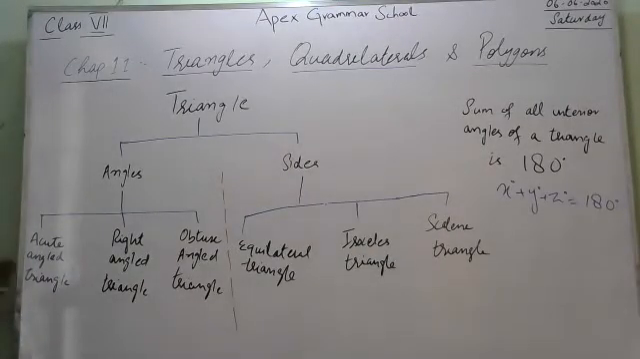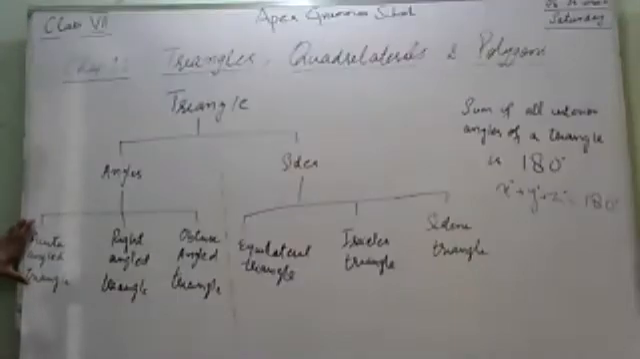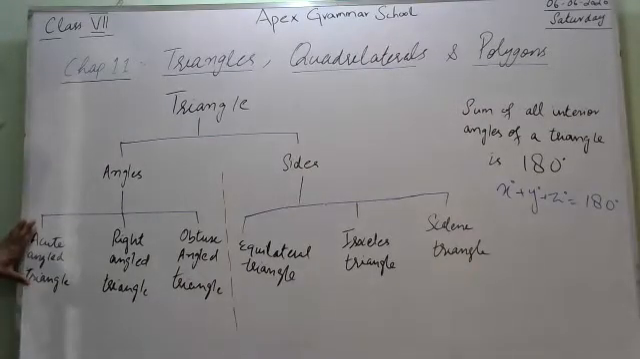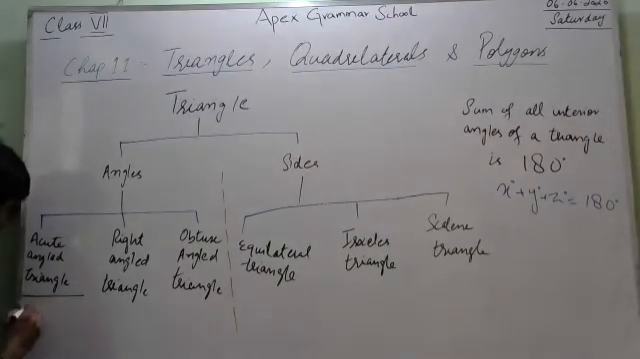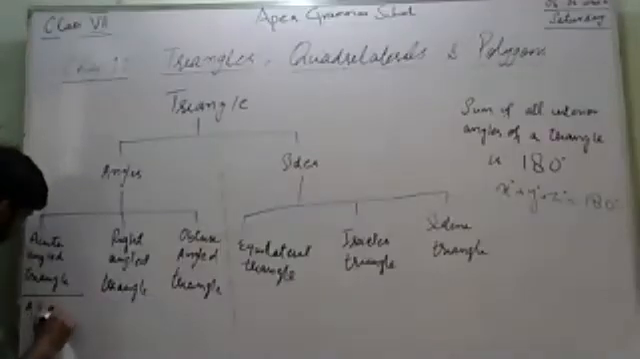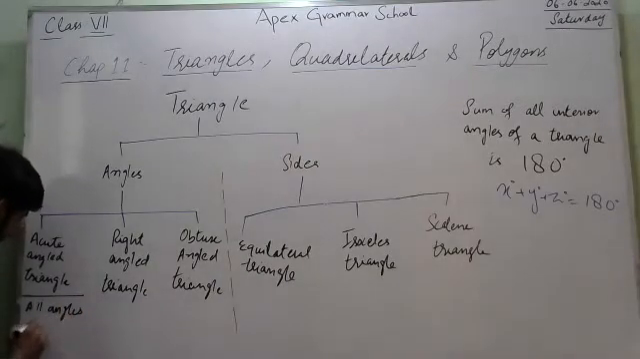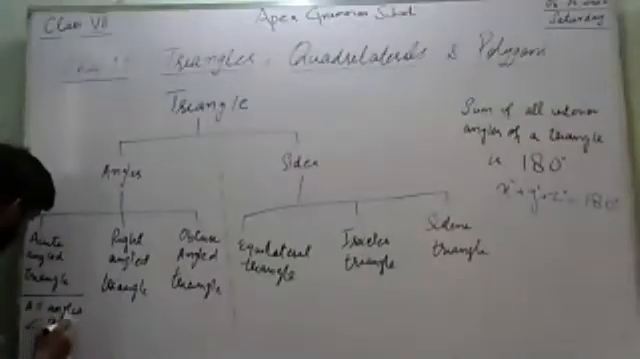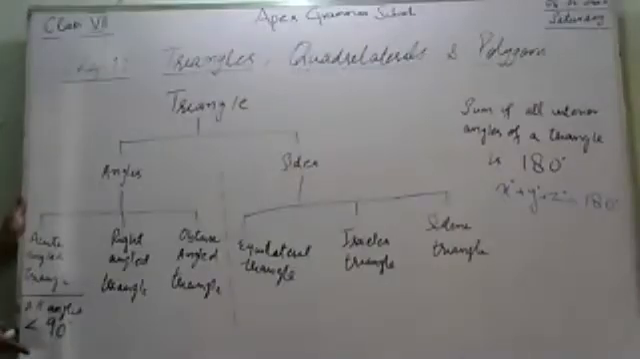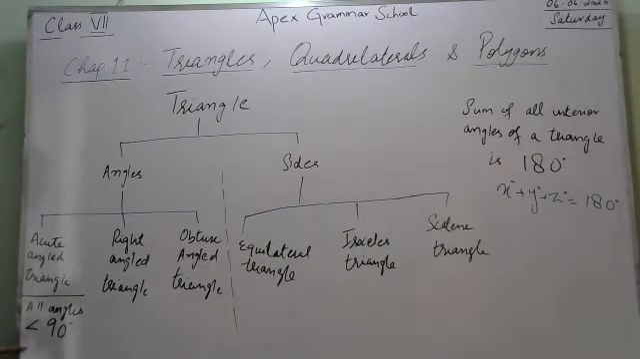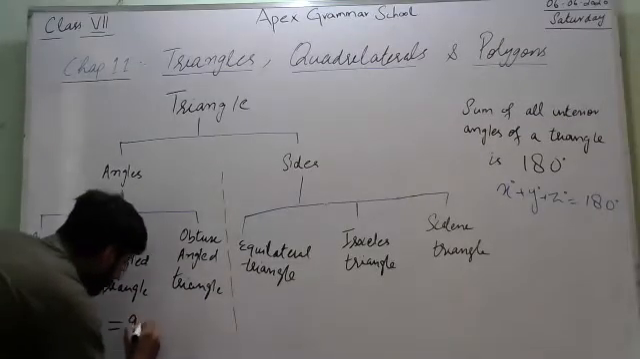Acute angle triangle. This is a type of triangle in which all 3 interior angles are less than 90. All angles less than 90 degree. A triangle which has all of its angles less than 90 degree is called an acute angle triangle. Then right angle triangle. A triangle in which at least one of its interior angles is equal to 90 degree.